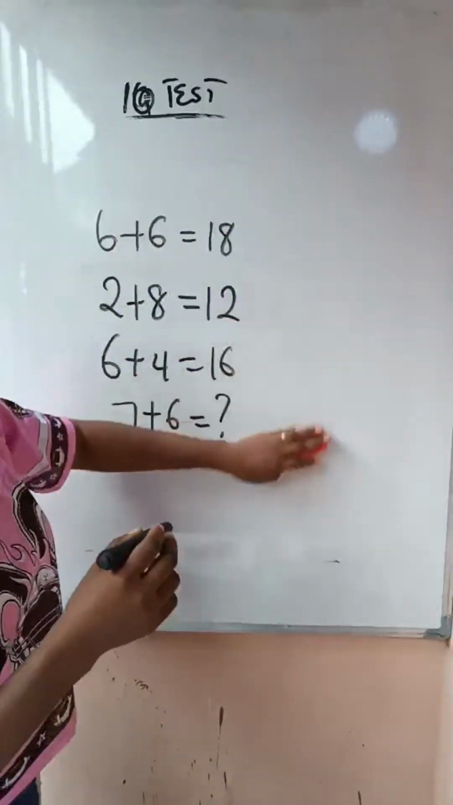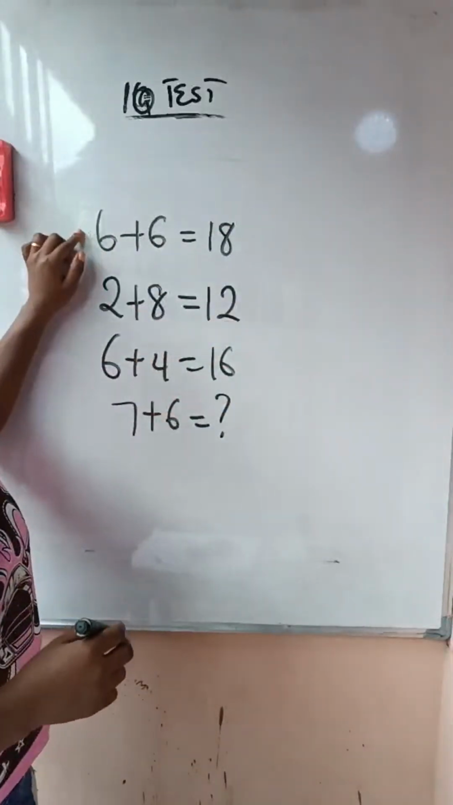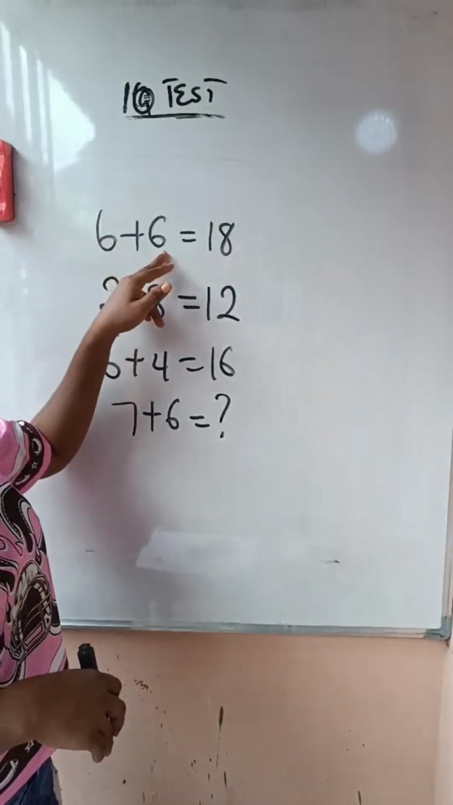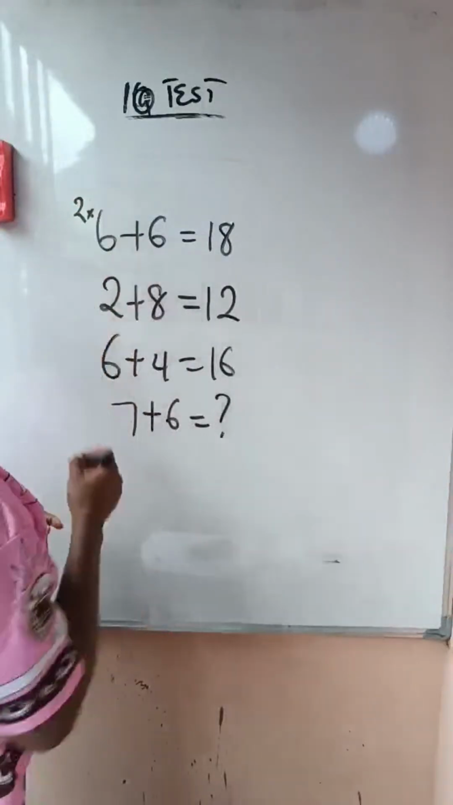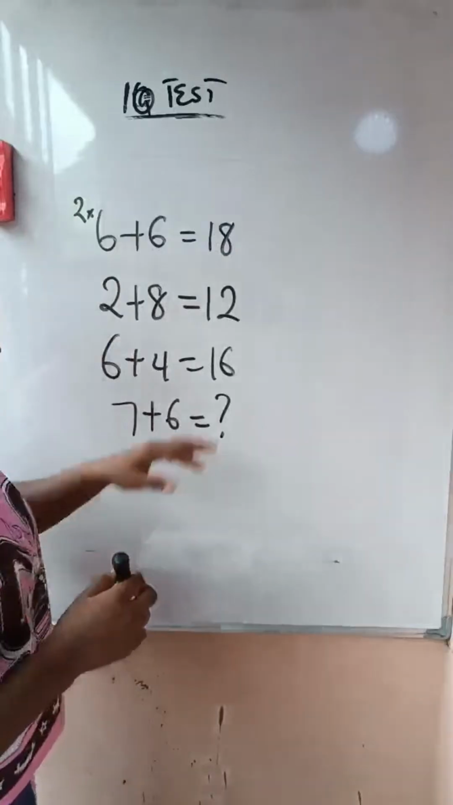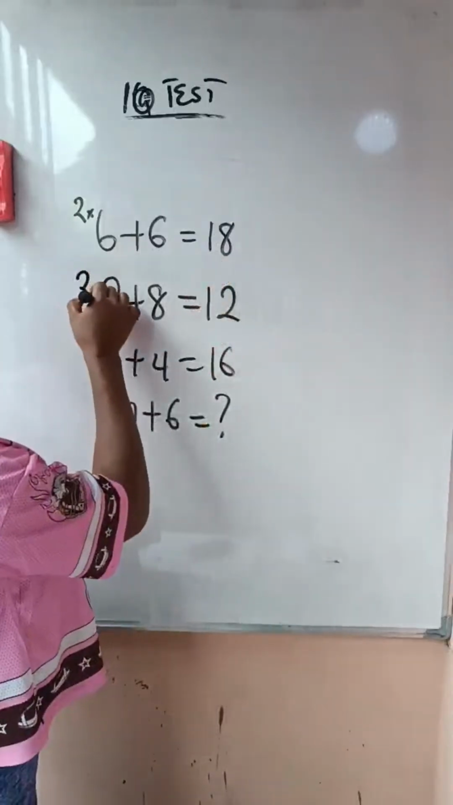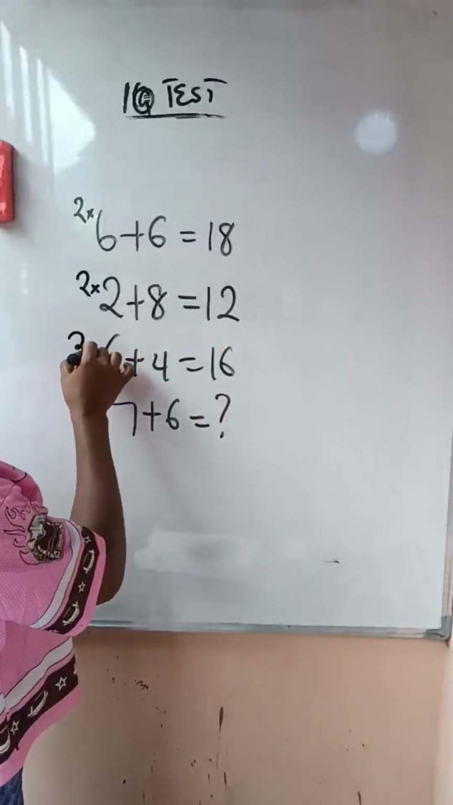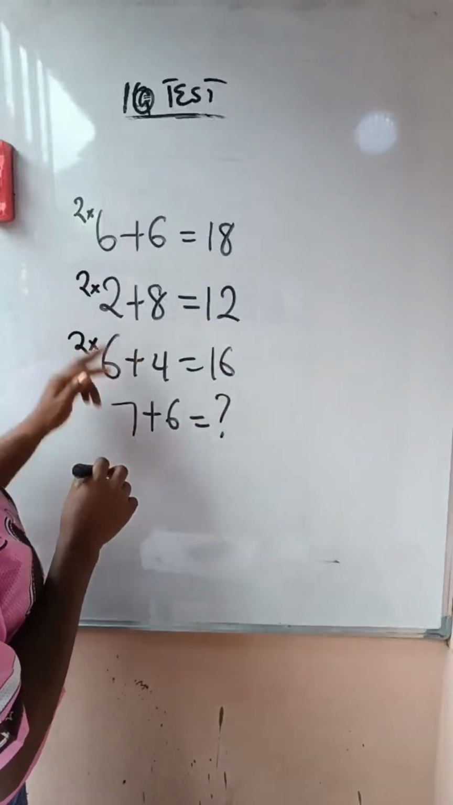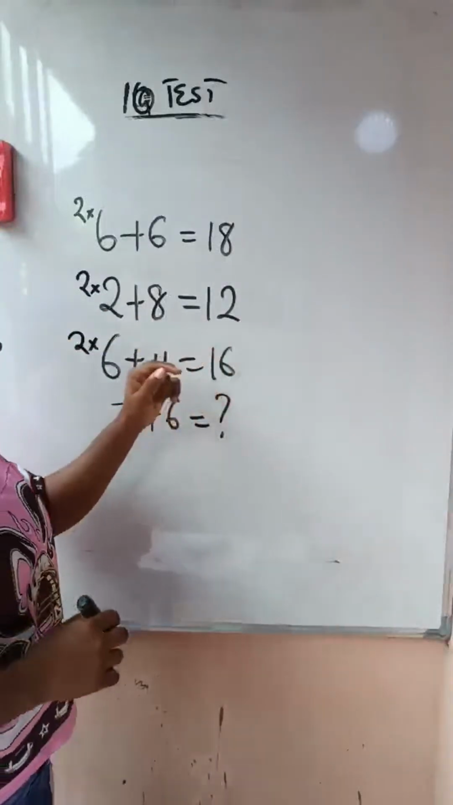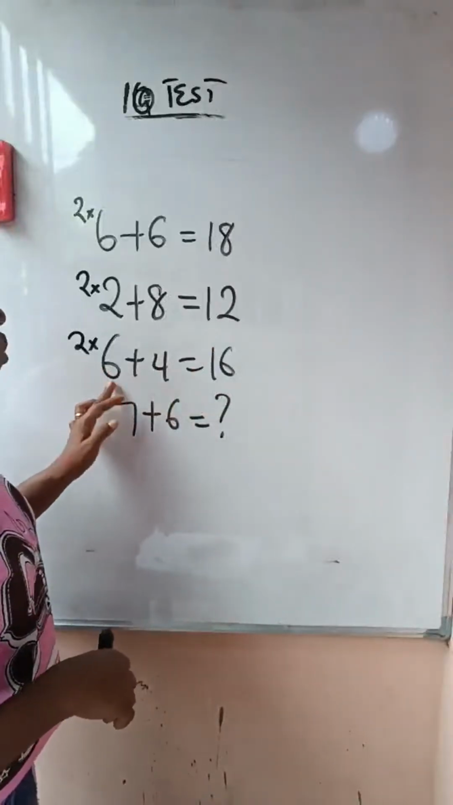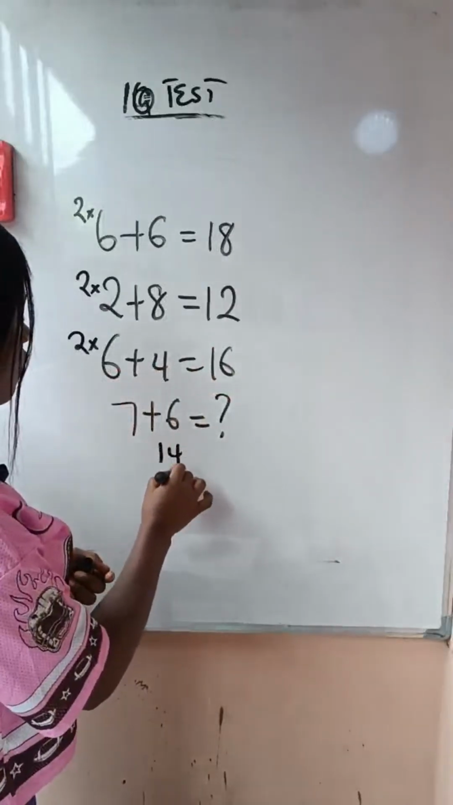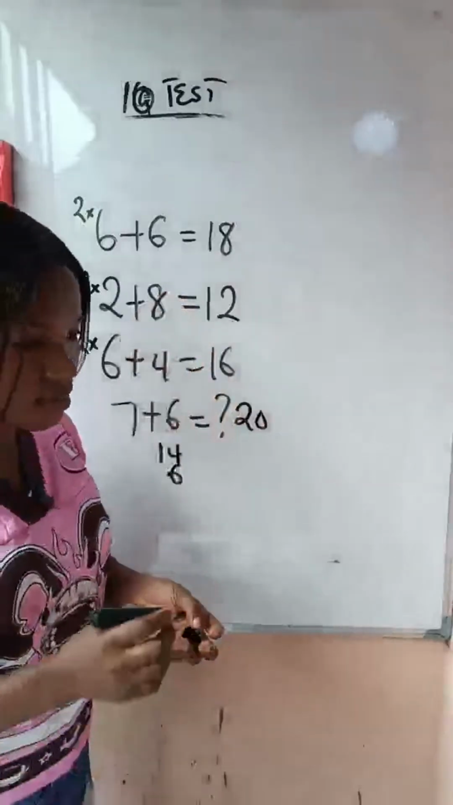So it actually feels like they needed to double the first digit before they add it to the second. So 2 times 6 will give us 12, and 12 plus 6 is 18. 2 times 2 will give us 4, and 4 plus 8 is 12. 2 times 6 is 12, and 12 plus 4 is 16. So here we have 2 times 7 is 14, and 14 plus 6 will give us 20.